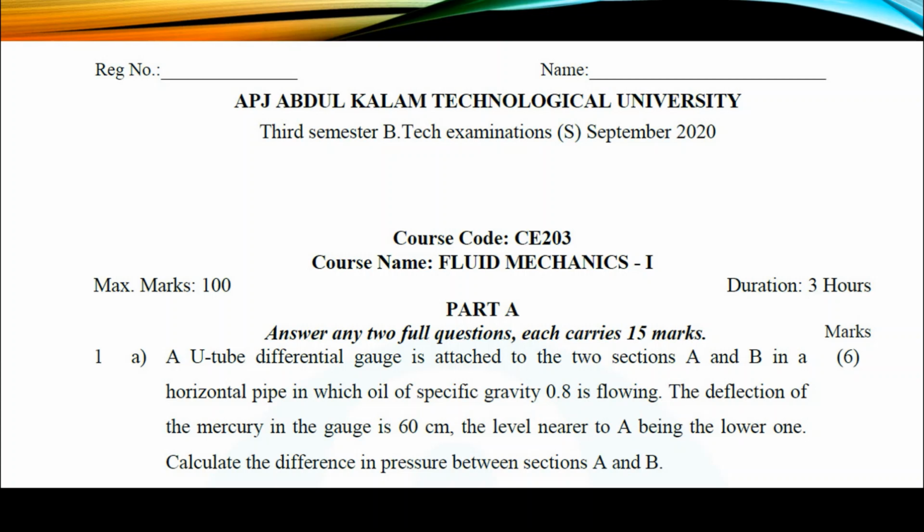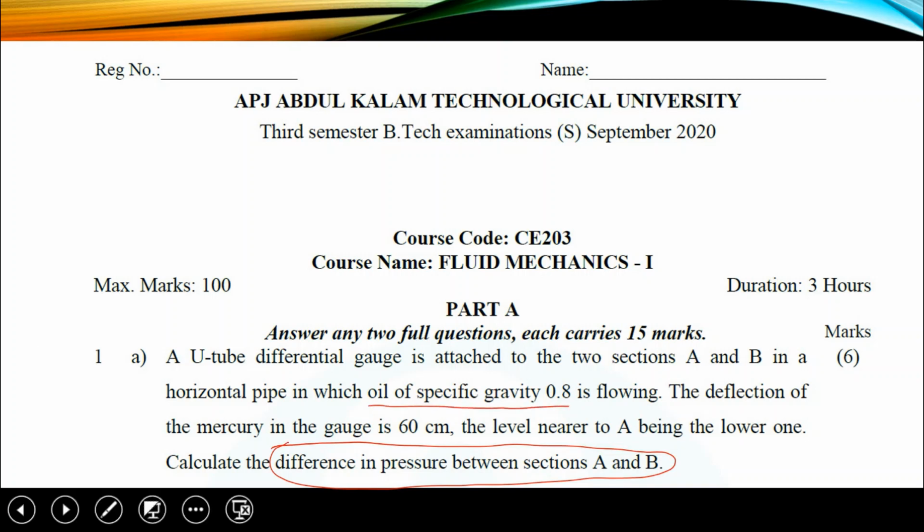The question is, a U-tube differential gauge is attached to two sections A and B in a horizontal pipe in which oil of specific gravity 0.8 is flowing. The deflection of the mercury in the gauge is 60 centimeter, the level nearer to A being the lower one. Calculate the difference in pressure between sections A and B. So, in this question, it was asked to find out the pressure difference between two sections A and B of a pipeline which carries oil of specific gravity 0.8.